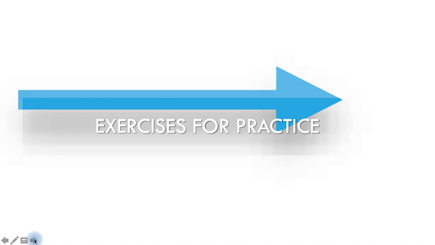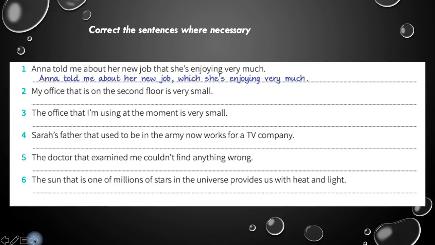Okay, let's continue with a few exercises for practice. These exercises will be the last ones for today. Now, we should correct the sentences where necessary. Let's look at the first sentence in the example. Anna told me about her new job that she's enjoying very much. Now, what kind of sentence do we have here? Yeah? We have which and we have comma. Is this correct?